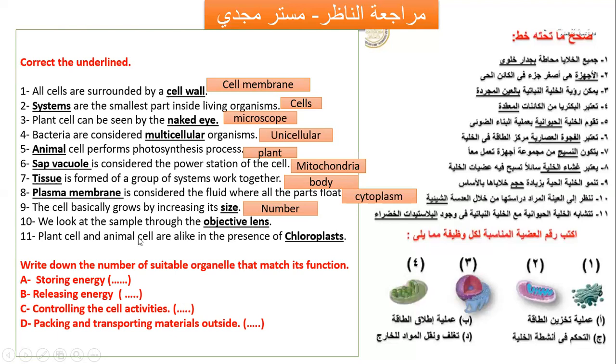We look at the sample through the objective lens. So remember the microscope. Do we look through the objective lens or through the eyepiece? Yes, through the eyepiece. Plant cell and animal cell are alike in the presence of chloroplast. So both plant cell and animal cell have a common part. That is what? Yes, cell membrane. Both of them have cell membrane.